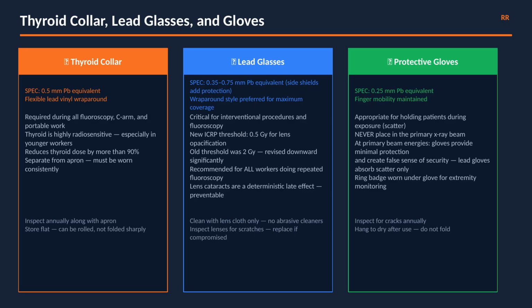Protective gloves, 0.25 millimeters lead equivalent. Appropriate for holding patients or cassettes in scatter fields. Never place in the primary beam. A 0.25 millimeter glove provides minimal protection against the primary beam and creates a dangerous false sense of security.